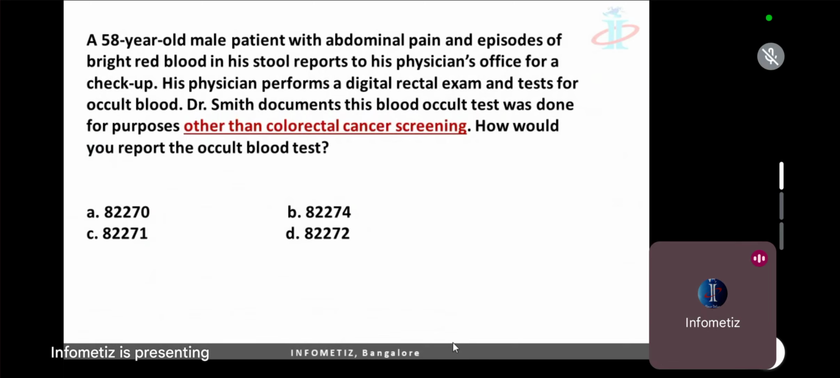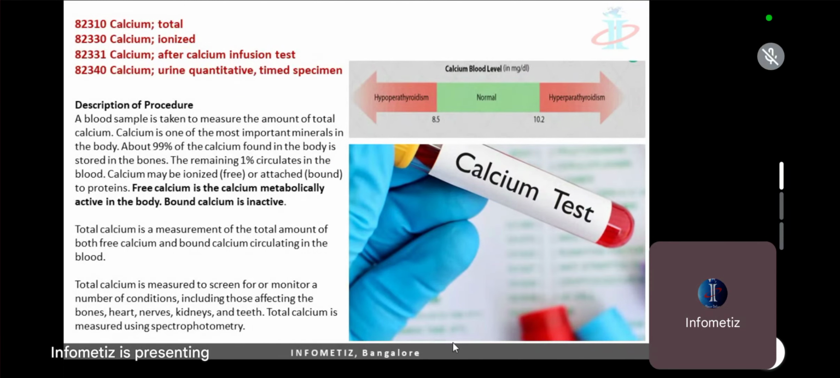Give me the answer for this. Seven two six. Other than 72, sir. 72, yes, sir. Other than colorectal neoplasm screening. Okay, so this is done.